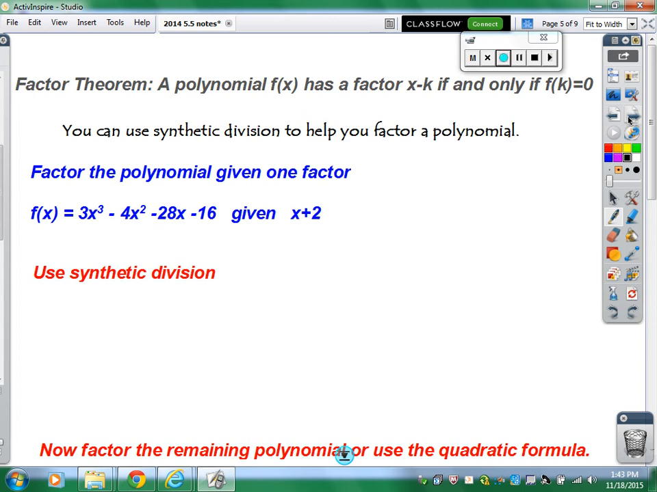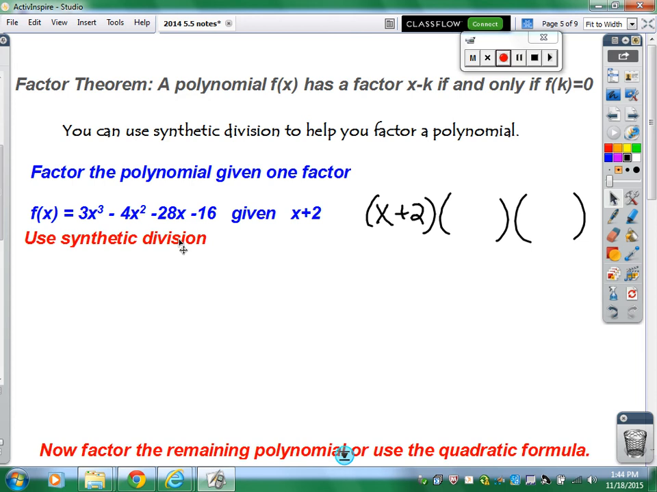All right, so we're asked to factor this. This is a cubic function, so I know it's going to have 3 factors. So in my final answer, I've got one of them. You're looking for the other 2, is what we're doing. And we're going to do that by using synthetic. Okay, so let's set it up. I need to write down my coefficients. I don't have any 0 placeholders. So I've got 3, negative 4, negative 28, and negative 16.